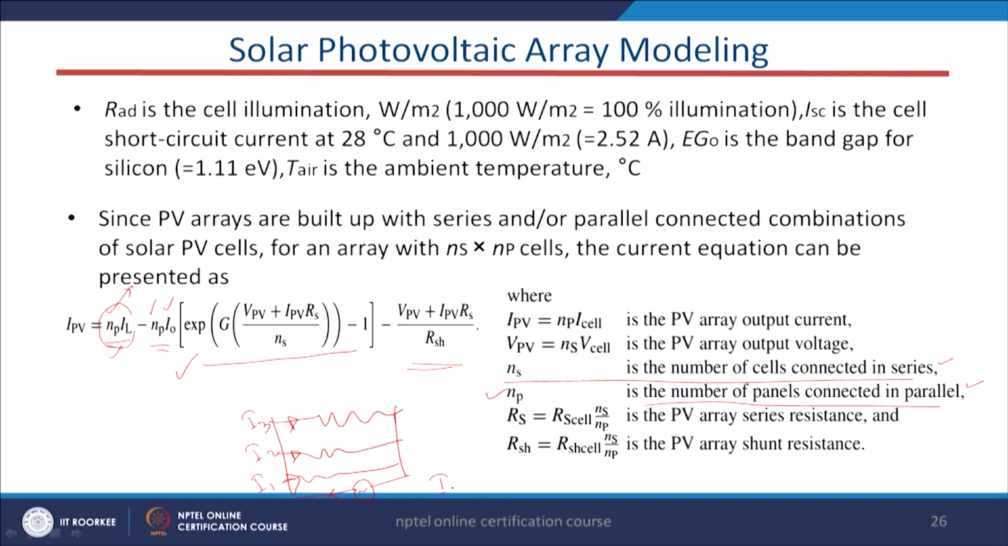This I total is equal to I1 plus I2 plus I3. That means if you connect a number of cells in series, the voltage will increase. If you connect more cells in parallel, then the current will increase. That is why this IL, the light current, is increased by NP times, and similarly the saturation current is also increased by NP times. In a parallel circuit the current increases and in a series circuit the voltage increases, that is the reason.